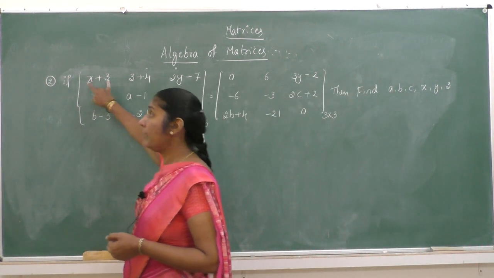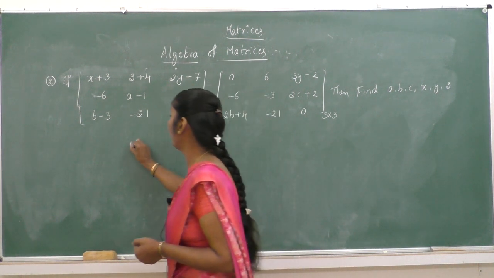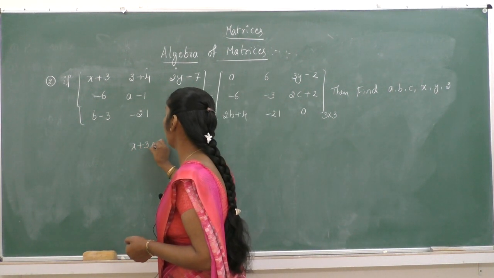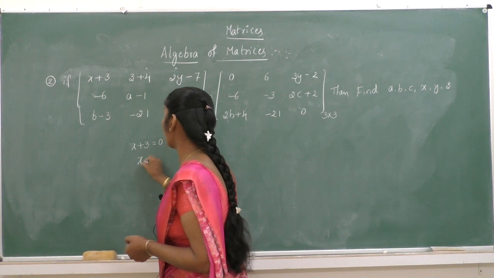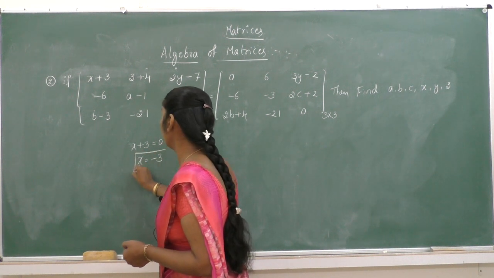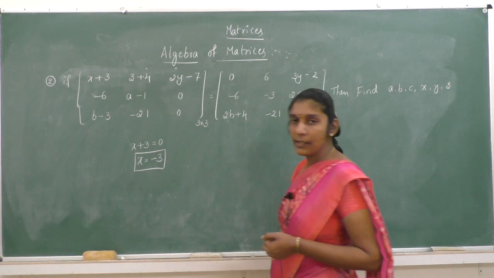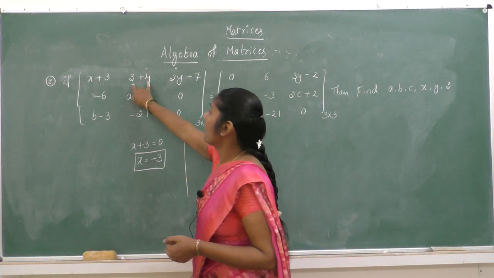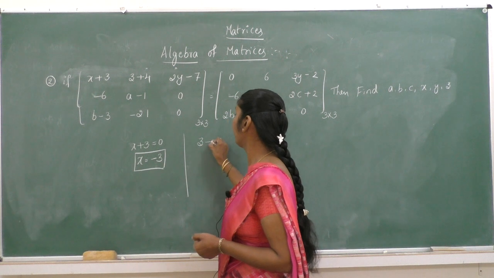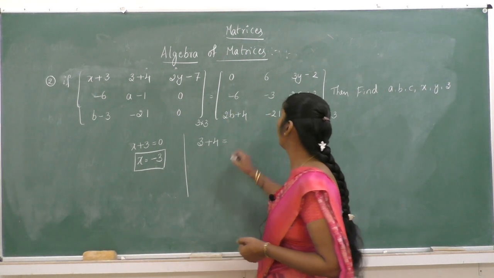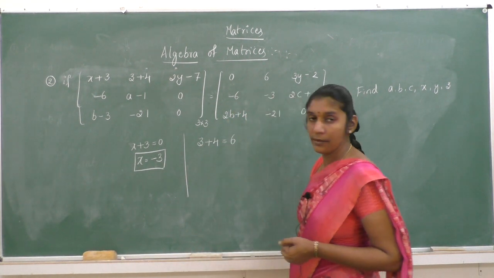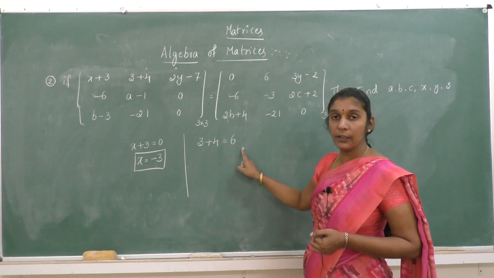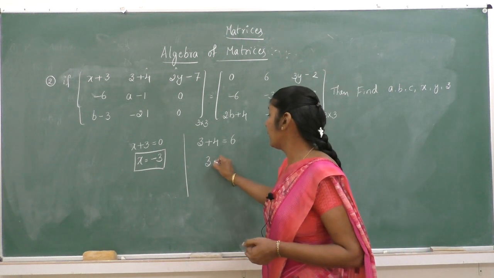x plus 3 is equal to 0, therefore x is equal to minus 3. So the first value is x is equal to minus 3. Then the second value, z plus 4 is equal to 6. z plus 4 is equal to 6, that means z is equal to 2.